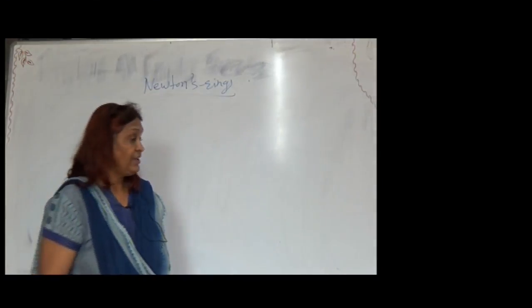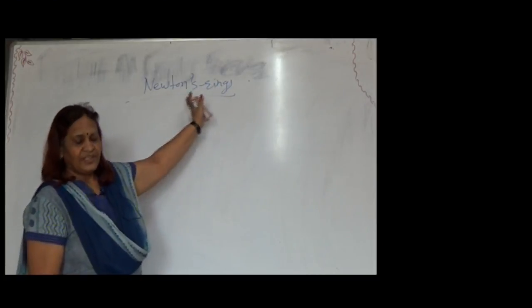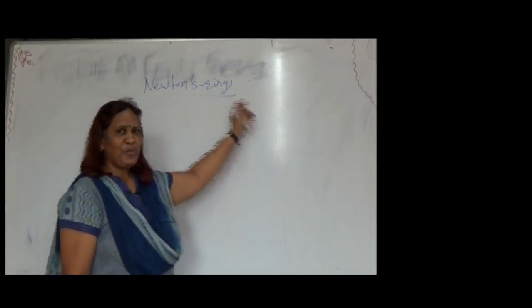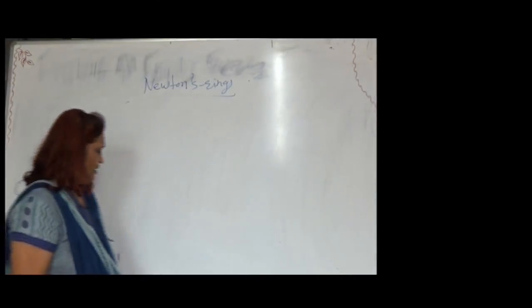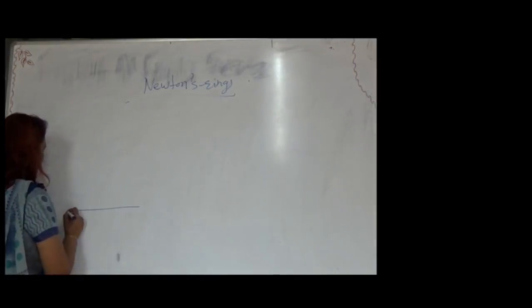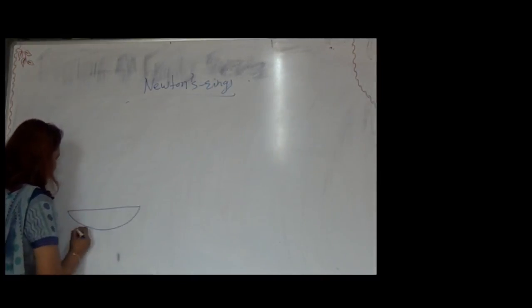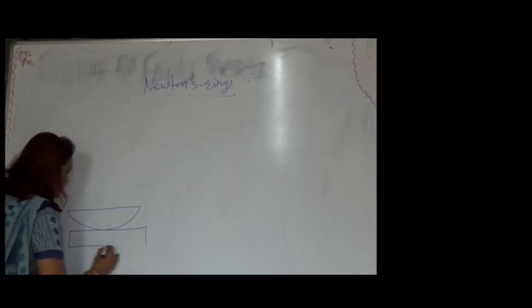But today we will study in detail the Newton's ring. First, the formation of a Newton's ring and the experimental arrangement of a Newton's ring. For the experimental arrangement, Newton considered the plano-convex lens placed on a plane glass plate.